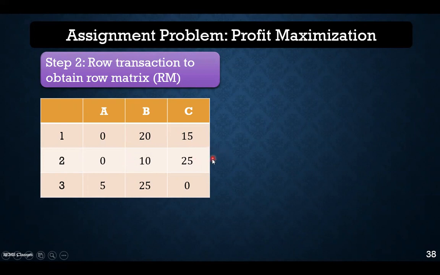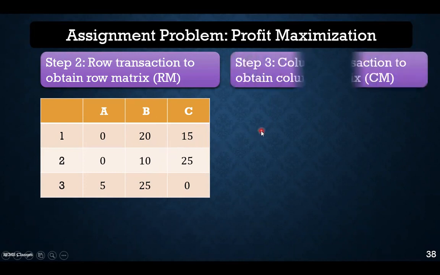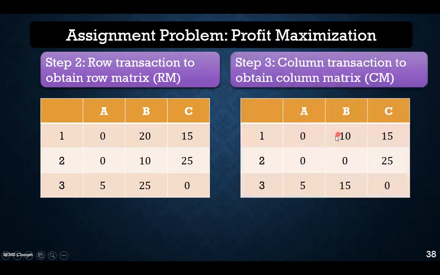Then we'll go for the column reduction. We find the column minima. In this column we have 0 as the minimum, in this column we have 10 as the column minimum, and in this column we have 0 as the minimum. So these 2 columns will remain as they are after subtracting the column minimum from the remaining cells, but this column will change. The matrix obtained after the column reduction is this.